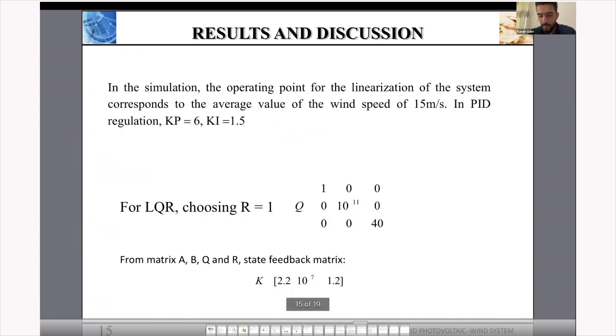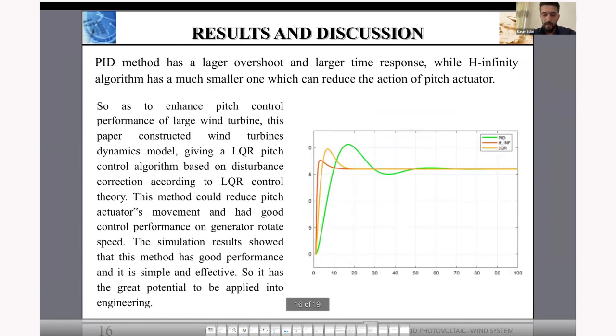In the simulation, the operating point for the linearization of the system corresponds to the average value of the wind speed of 15 meters per second in PID regulation. The PID method has a large overshoot and large time response, while the H infinity algorithm has a much smaller one, which can reduce the action on the pitch actuator so as to enhance pitch controller performance of large wind turbines.